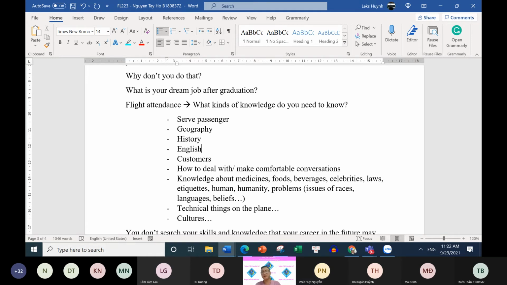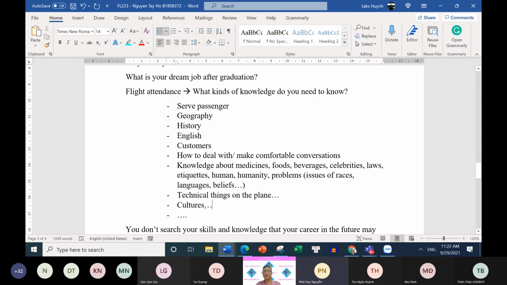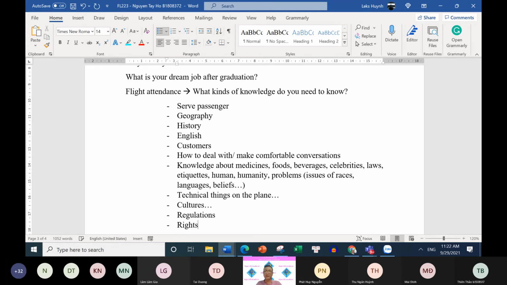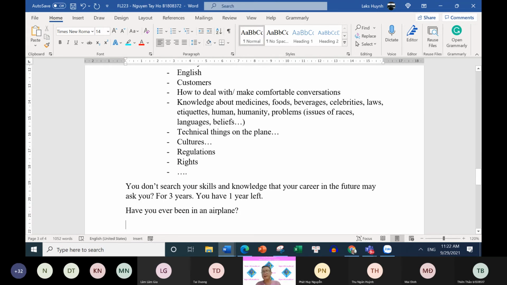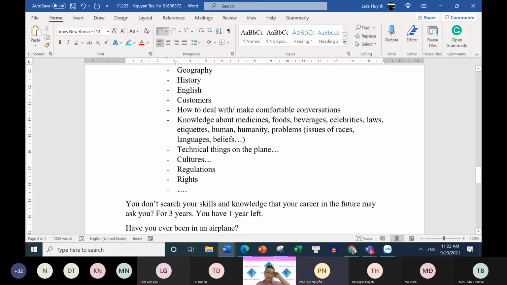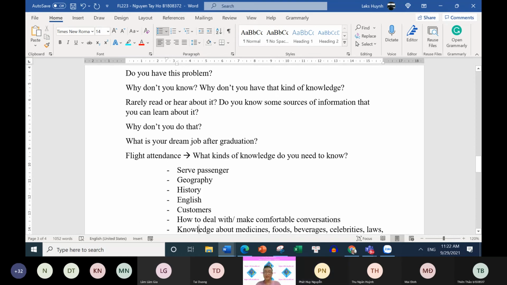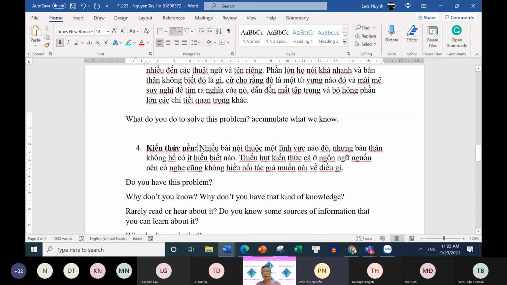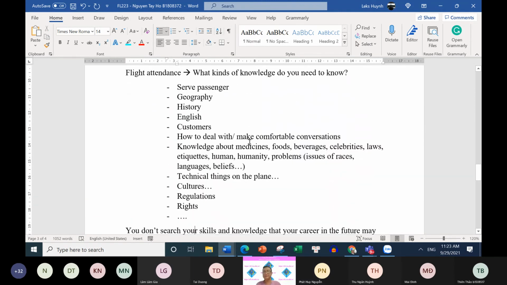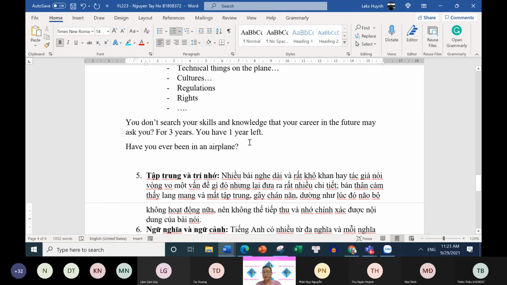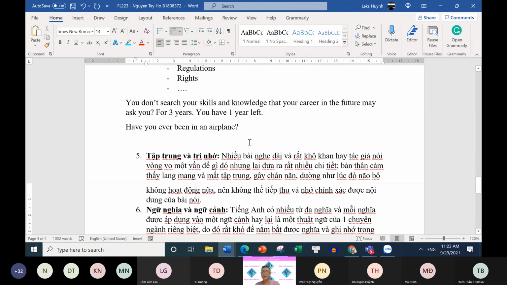So there are many things, and if you don't study, you don't know yet, and that will be a big problem. I think there will be even more: regulations of the plane, regulations and rights of a customer. So there are many things to study if you want to become a flight attendant. It's not easy. That's why you don't have background knowledge, because you don't care. If you care, you already search for this information. And for the rest of you, I think you will try to learn something from this example.